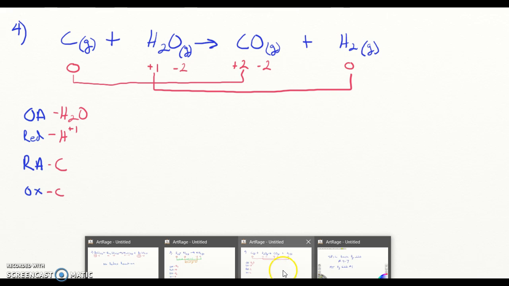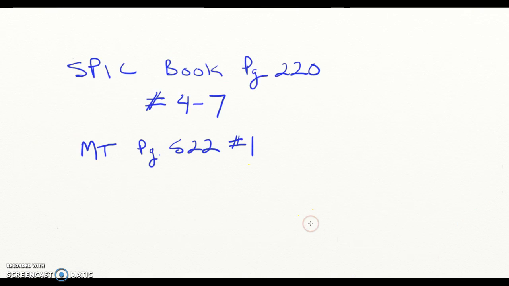I'm going to put up your homework here. Here it is. It's in the SPIC book, page 220, number 4 through 7, and in the main text, page 522, number 1. Those problems should take you through the end of class. I hope to see you tomorrow, and we can start going over half reactions and discussing exactly how many electrons are involved. Thank you. Have a good day, guys.